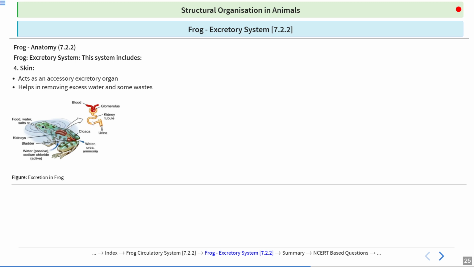And there is the kidney part. The kidney has a unit structure that is called the nephron. So the nephron is there. It has the glomerulus. It has the kidney tubule that leads to the filtration and reabsorption process. And ultimately the urine is formed.